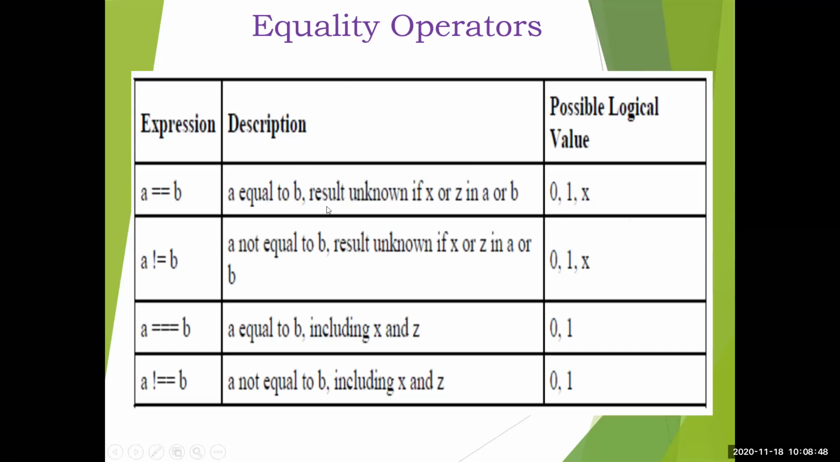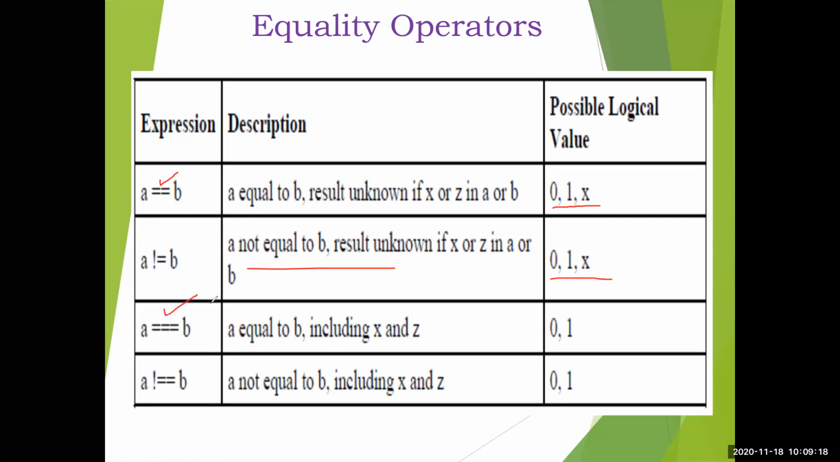So these are the normal results, shown table-wise. A equal to B: the result is unknown if x or z is in A or B. It will do this bit by bit, not like previously, and the possible values will be 0, 1, or x in this case. Here A not equal to B: the result is unknown if x or z is in A or B. So this is also 0, 1, x. Now what is the difference between this equal to and this equal to?